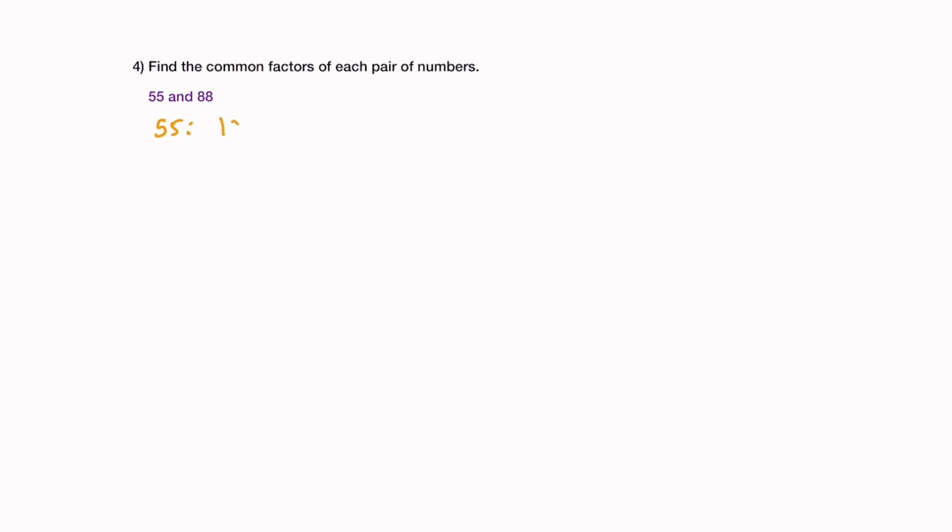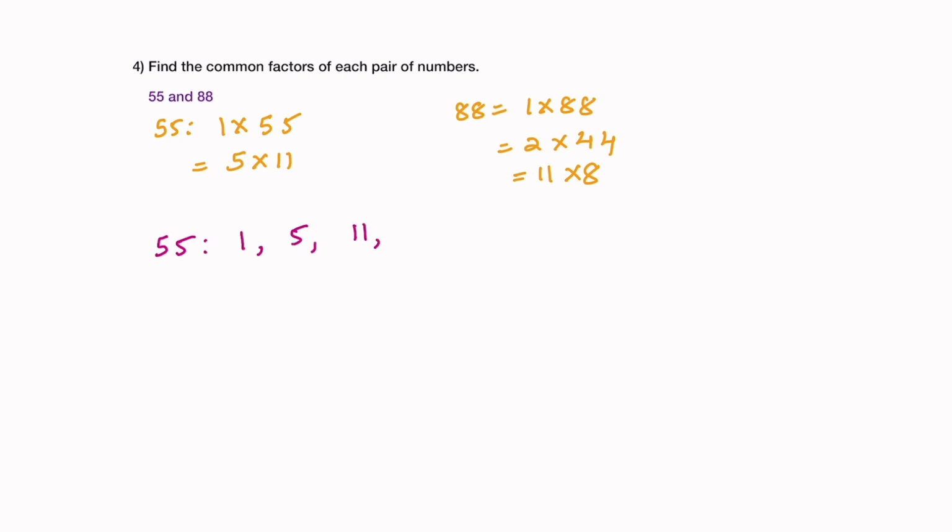55 is 1 times 55. Then we can say it's 5 times 11, and that's it. 88 would be 1 times 88. That's 2 times 44. Then you have 11 times 8. Let's list down the factors. 55 is 1, 5, 11, and 55. 88 is 1, 2, 11, 8, 44, and 88.